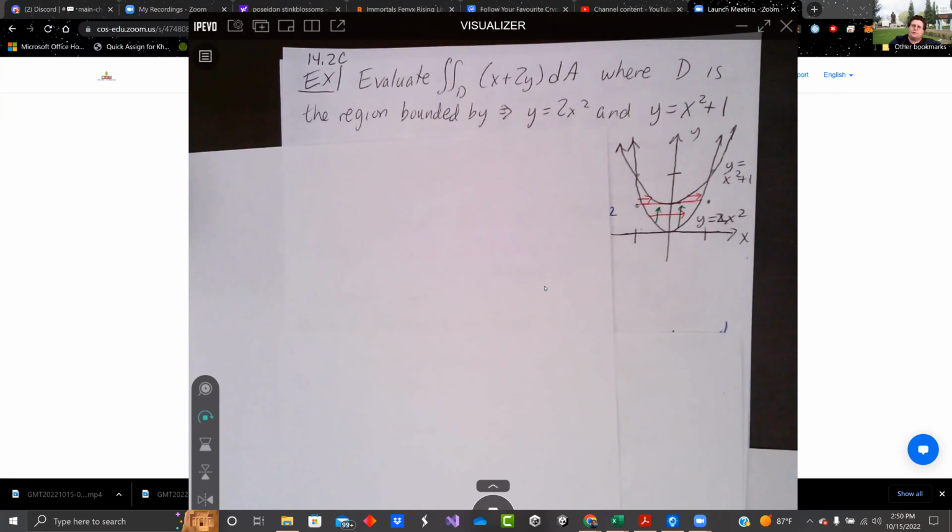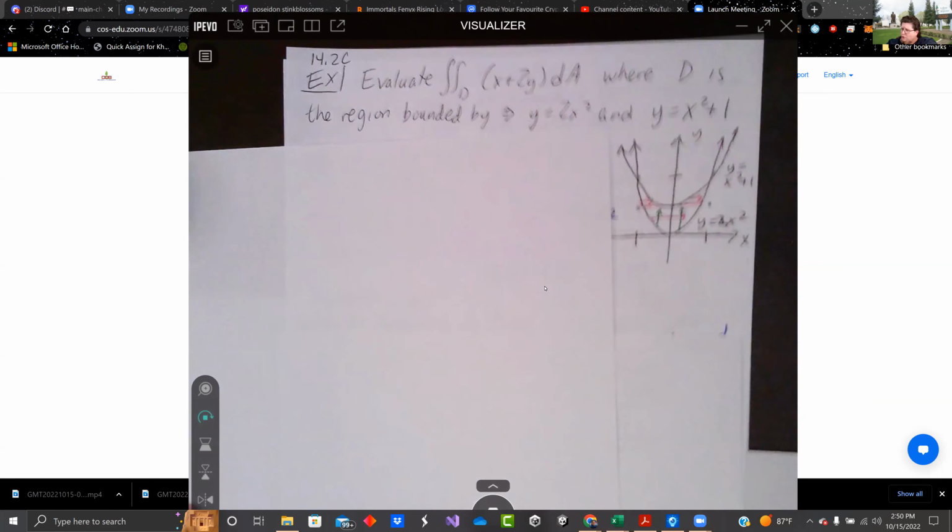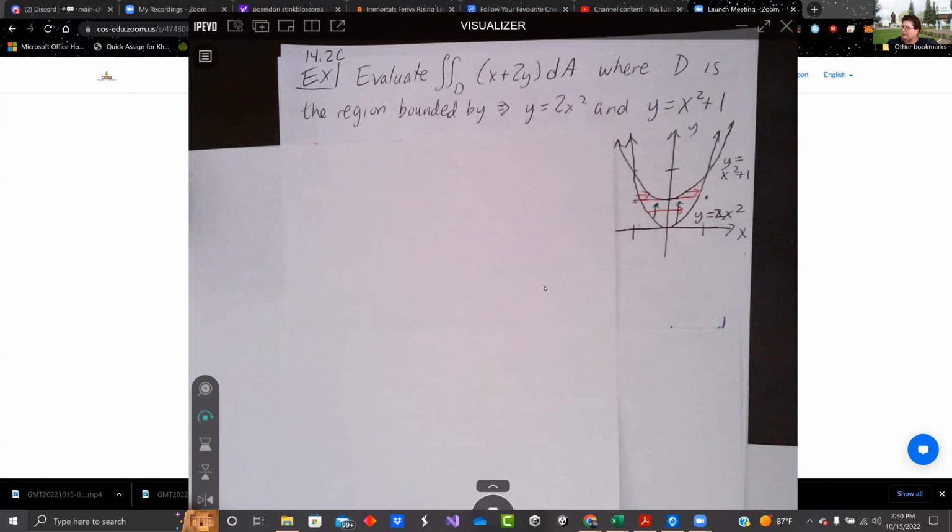In this case, we're going to evaluate our function f of x y, which is x plus 2y, over the region bounded by y equals 2x squared and y equals x squared plus 1. If we plot them both, we can see what our region looks like. It's kind of like a necklace. It's the region in between these two curves. And so we want to look at the two different ways we can integrate.